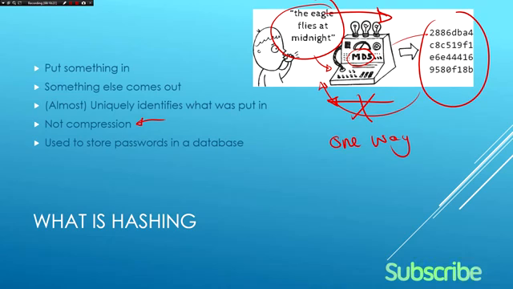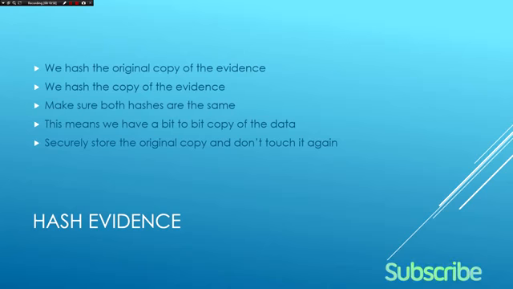Hashing is used in passwords, storing passwords in databases. So say my password is pass123 and I hash it, and I get something like 2BCD348, I can't put it back into the hash function and get this out. That's why you have to crack passwords when you get the hashes of them. You've got to try hashing a load of different things until you hash something and it equals the outcome of the hash. So yeah, when we hash the evidence, we're going to hash the original copy of the evidence.